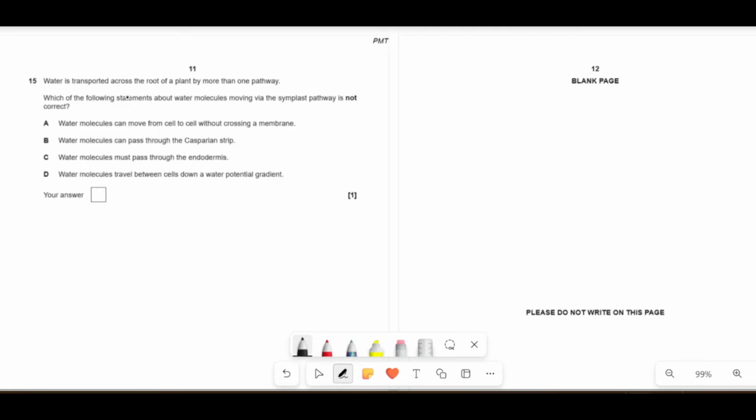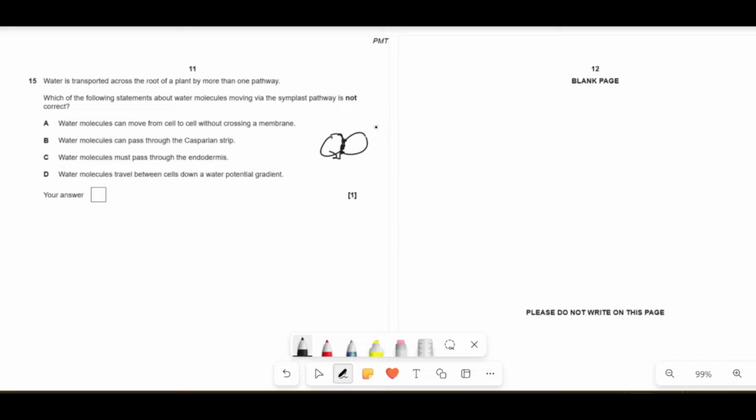So now it says, water is transported across the root by more than one pathway. Which of the following statements about water molecules moving by the symplastic pathway is not correct? So remember, the symplast pathway is where you can go from cell to cell, from the cytoplasm from one to the next through plasmodesmata and the cell walls, and that does it by osmosis, whereas the apoplast pathway is through non-living cells.